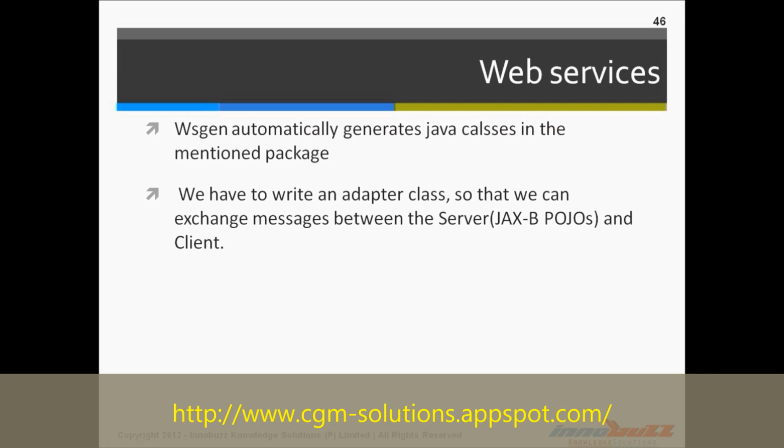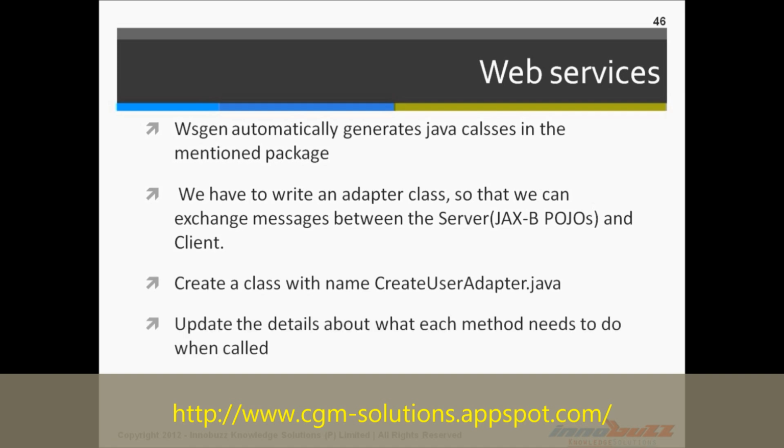Now we have to write an adapter class so that we can exchange messages between the server and client. For that, create a class with the name create user adapter and update the details about what each method needs to do when called. Let's go ahead and do this. This is not required if JAX-WS for SOAP servers is supported by App Engine. Go to Eclipse and create an adapter class.